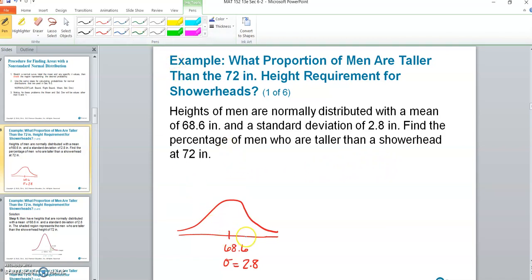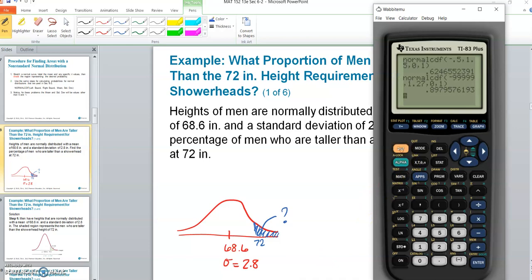So my shower head is over here at 72 inches, and the men that are taller are going to be on the higher end, right? 72 inches and taller. So if I want to know what percent that area is in my calculator, I'm doing the same thing, NormalCDF. My lower limit for this area is 72. And the upper end goes up and up and up forever. So we go 99999.